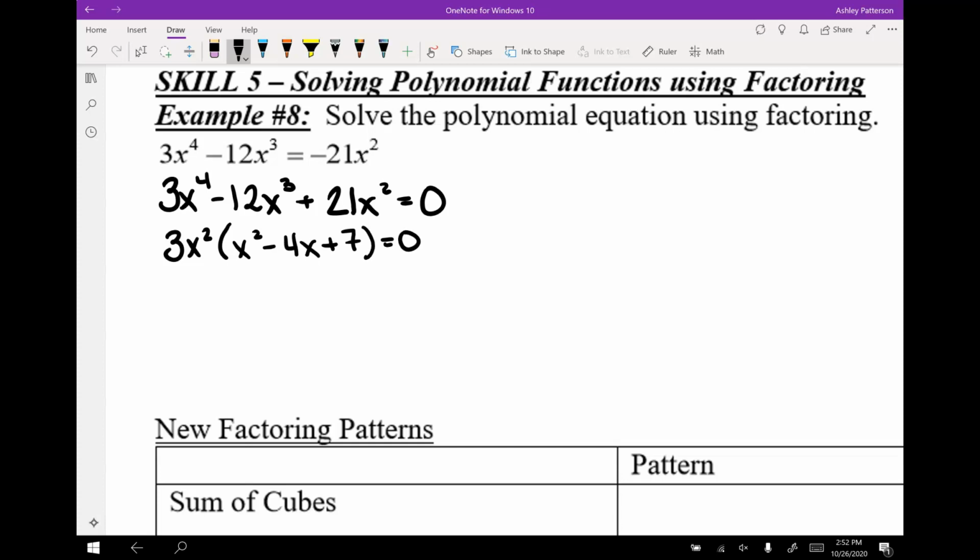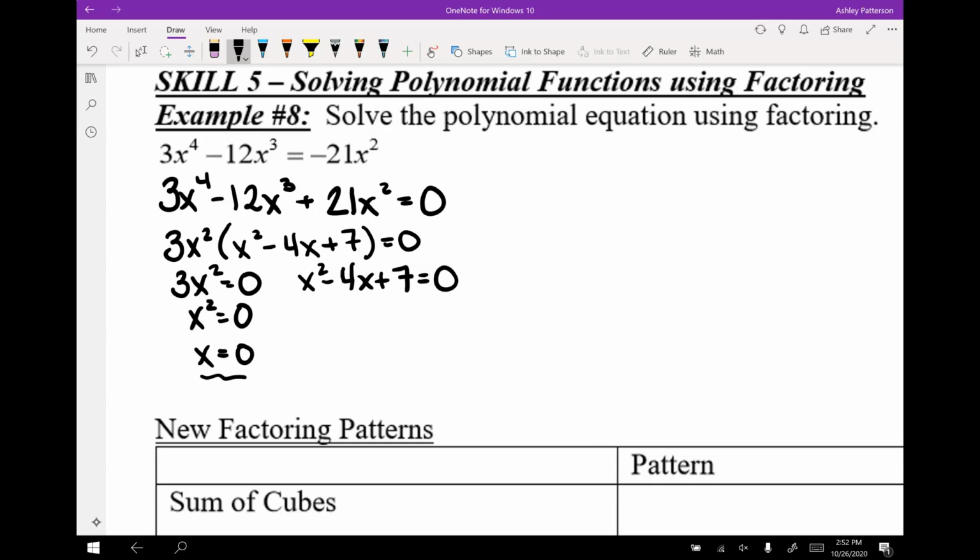Then the zero product property says that we can take both of these factors and set them equal to 0 and solve. For the first one, we get 3x squared is equal to 0, and when we divide both sides by 3, we get x is equal to 0. That's one of our solutions.